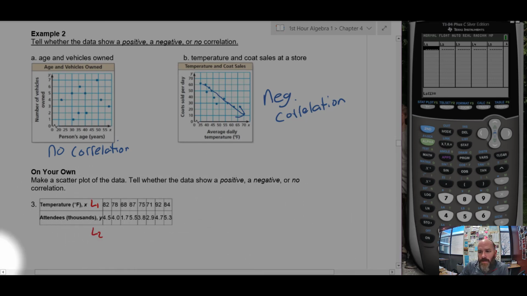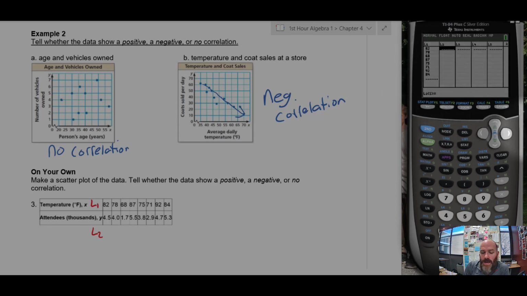So I'm going to go over here and type in my numbers as I see them. So 82, enter, 78, 68, 87, 75, 71, 92, 84, 27. Whoops, I wouldn't want 17 or 27. When that happens, you can go to an individual value and just hit delete. All right, so I got my data.